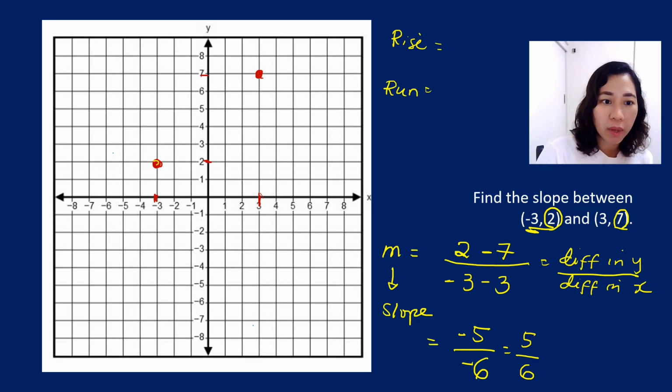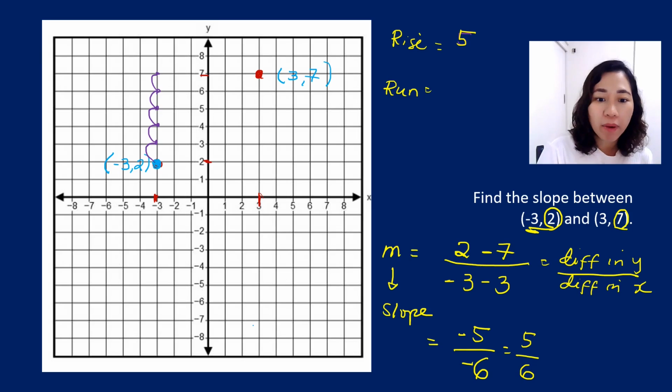This is my point negative 3, 2. This is my point 3, 7. So what I need to do is to go from negative 3, 2 to 3, 7. How will I do that? I will go up by how much? 1, 2, 3, 4, 5. So that means my rise is 5.